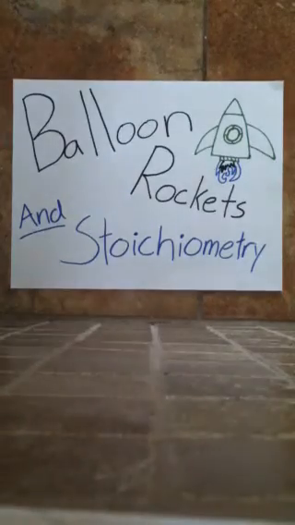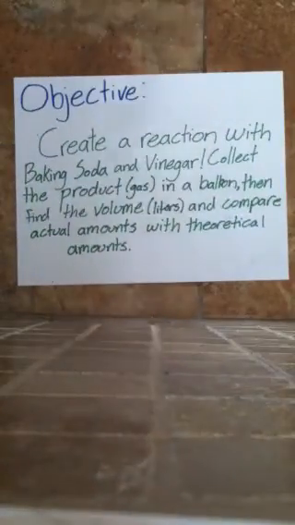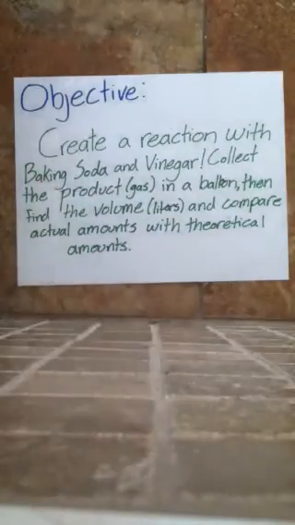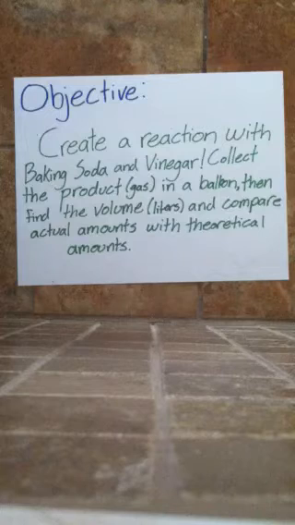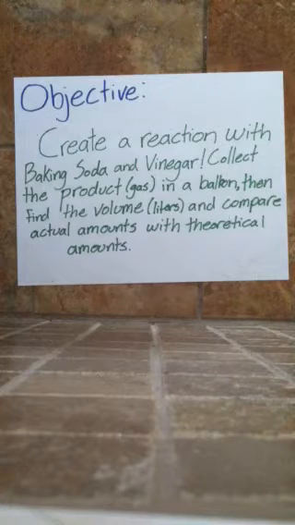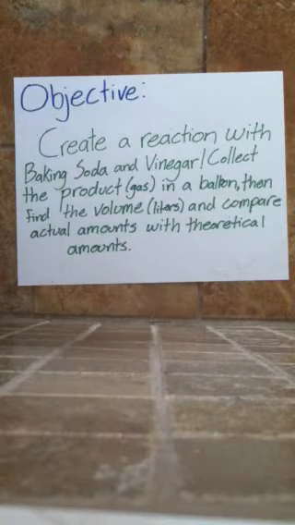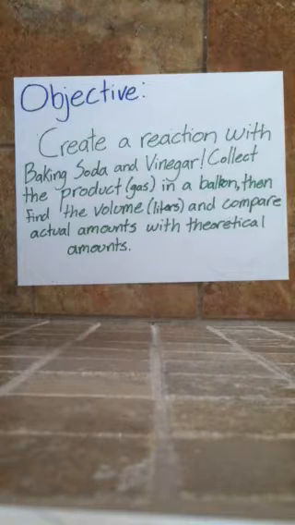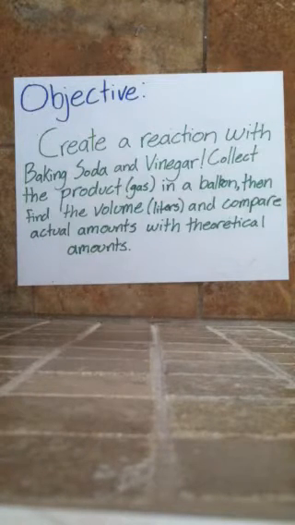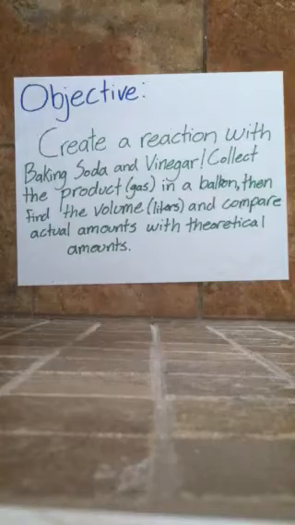Today we're going to talk about balloon rockets and stoichiometry. The objective for today is to create a reaction using baking soda and vinegar. After that, you're going to collect the product, which will be in a gas form, in a balloon. Then you're going to find the volume in liters using water displacement and compare the actual amount you got to the theoretical amount, or theoretical yield.